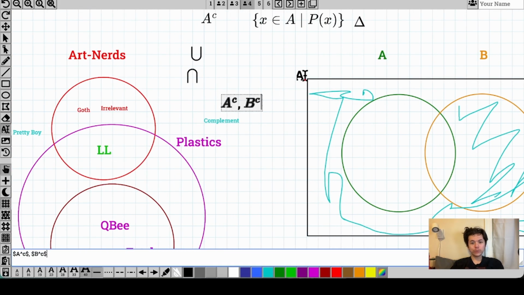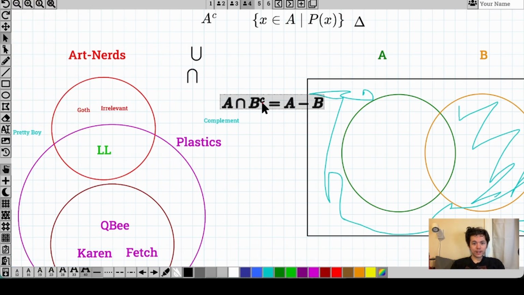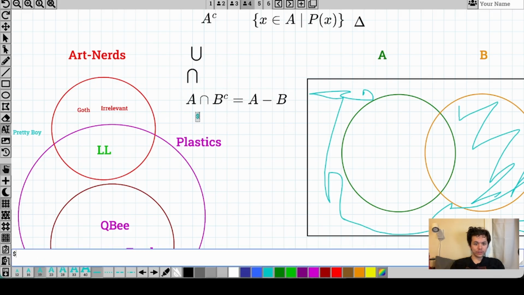Another thing we can write off the bat is A intersect B complement. What would this be? This would be all the elements in A, but not in B. And so that is exactly equal to A minus B. And you get a lot of relations with the complement already. You also get a relation that you can check on your own.